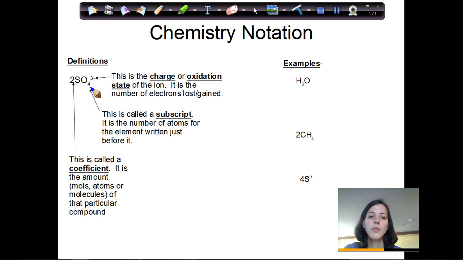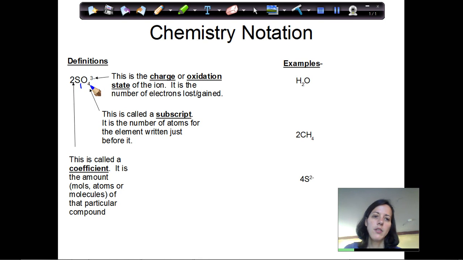This little number is a subscript. It is the number of atoms of the element written just before it. So in this case, there's no subscript written here, and when that's the case, it's always 1. But we never write 1s in chemistry. So we would have 1 atom of S and 4 atoms of O in every SO4 3- ion.